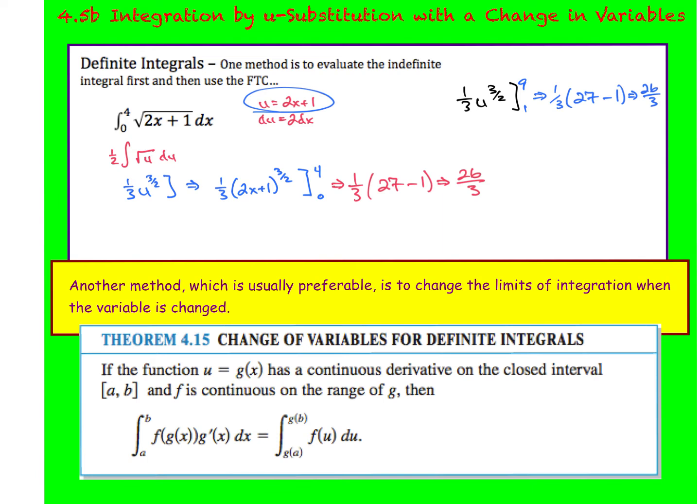Yes. However, here is my warning for you. This is what I see sometimes. Sometimes people change their limits and then put it back in terms of x. Don't do that. If you change your limits, you need to keep it in terms of u. If you put your x back in, you have to keep your limits in terms of x. Are you following me? So don't change both, okay?